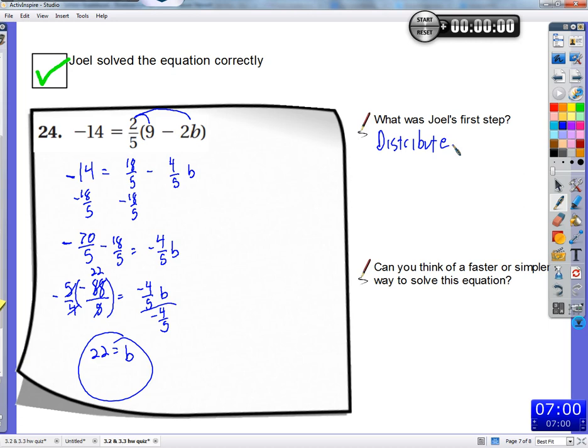Okay? Can you think of a faster or a simpler way to start this problem? Yeah, Lily.